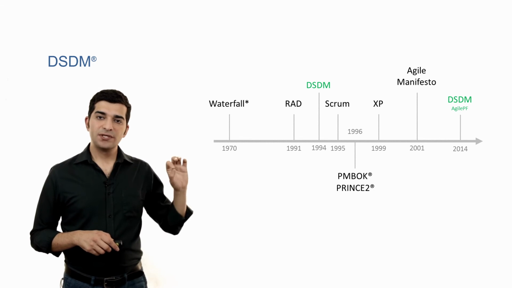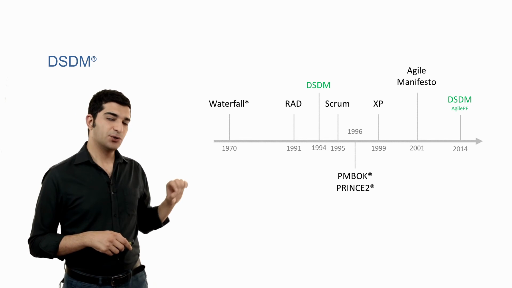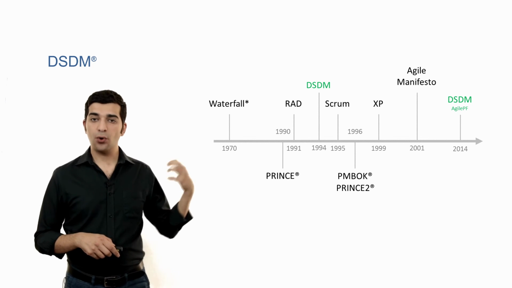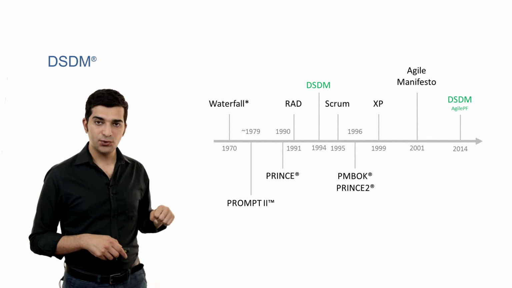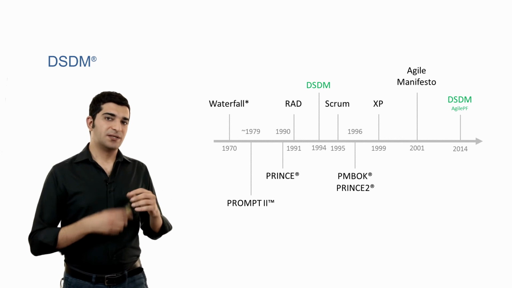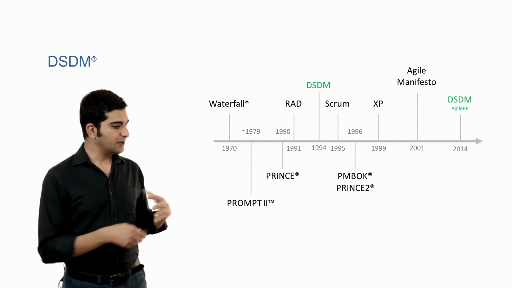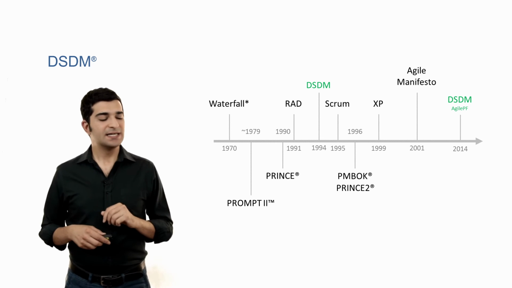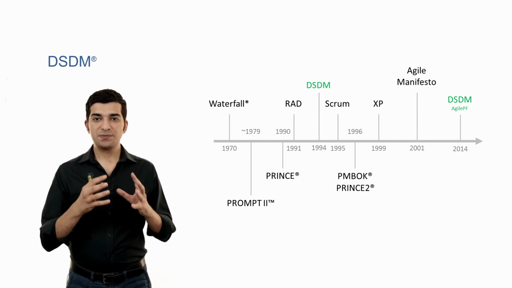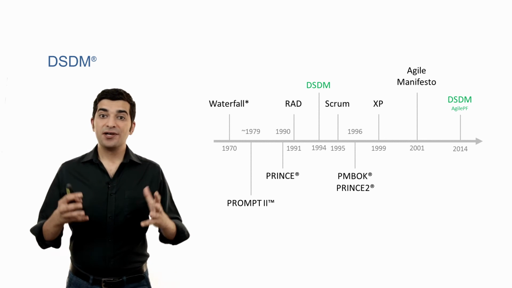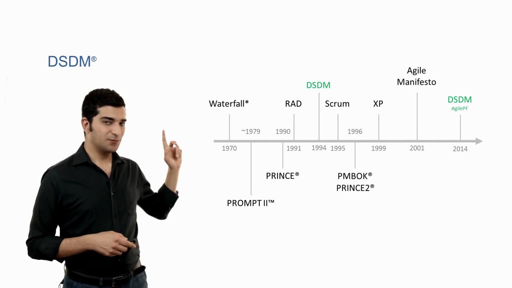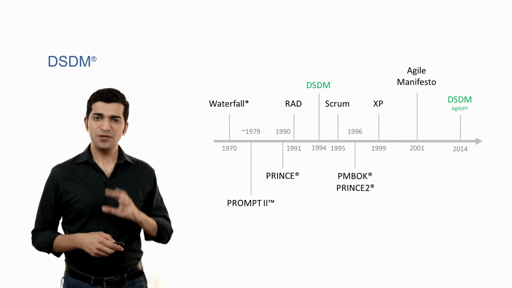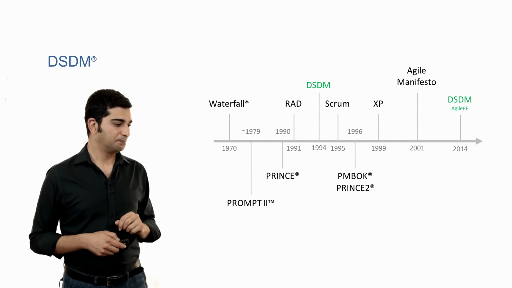Prince2 itself was based on something that used to be called Prince, and it was older than that. And Prince itself was based on Prompt 2. It was created around 1979. So it gives you a complete perspective to the history of our methodologies and frameworks. And we're going to talk about DSDM, which is a great agile system.